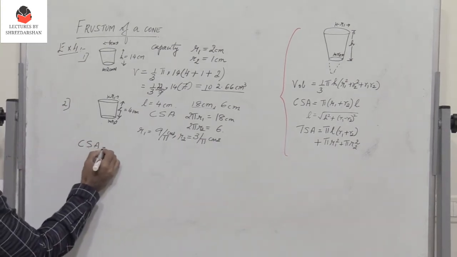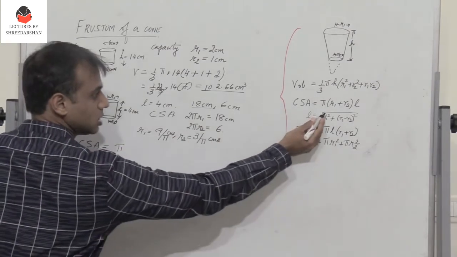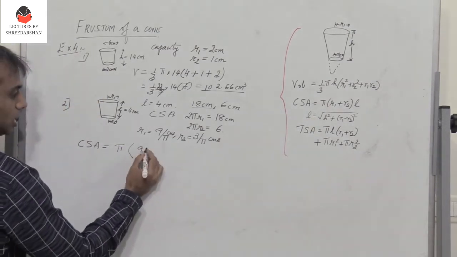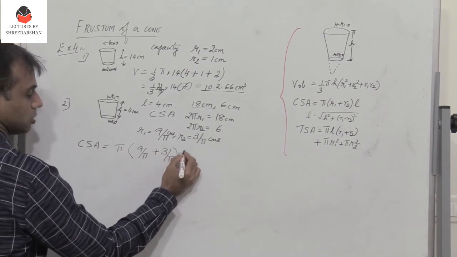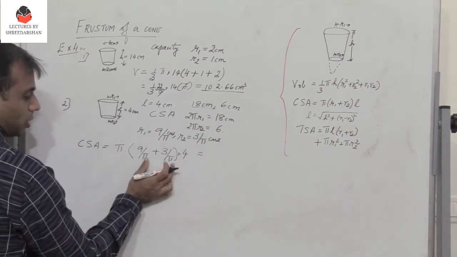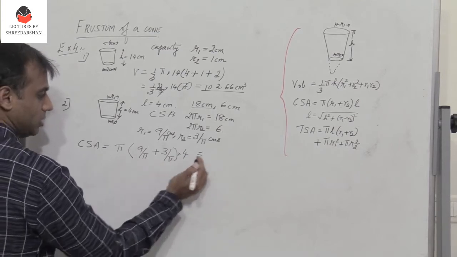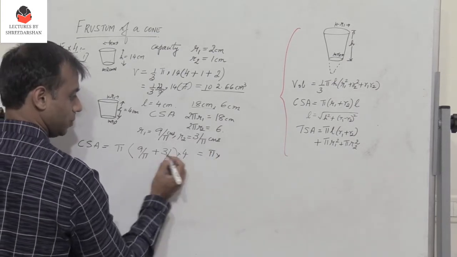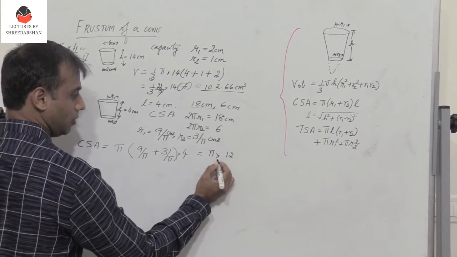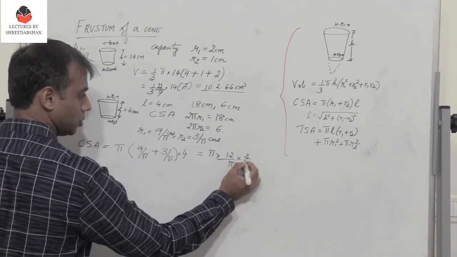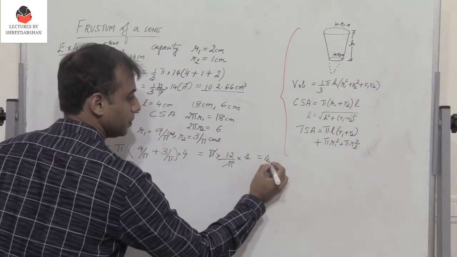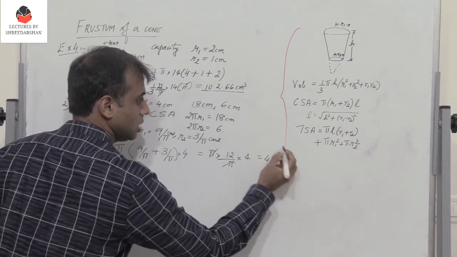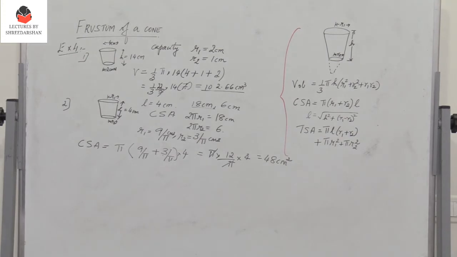It's given by the expression pi into (R1 + R2) into L, so 9 by pi plus 3 by pi into L, which is 4. So I can take pi as common, so I have pi into 9 plus 3, which is 12 by pi, into 4. So what is 12 into 4? It is 48 centimeters square. So this is the curved surface area of the frustum of the cone.